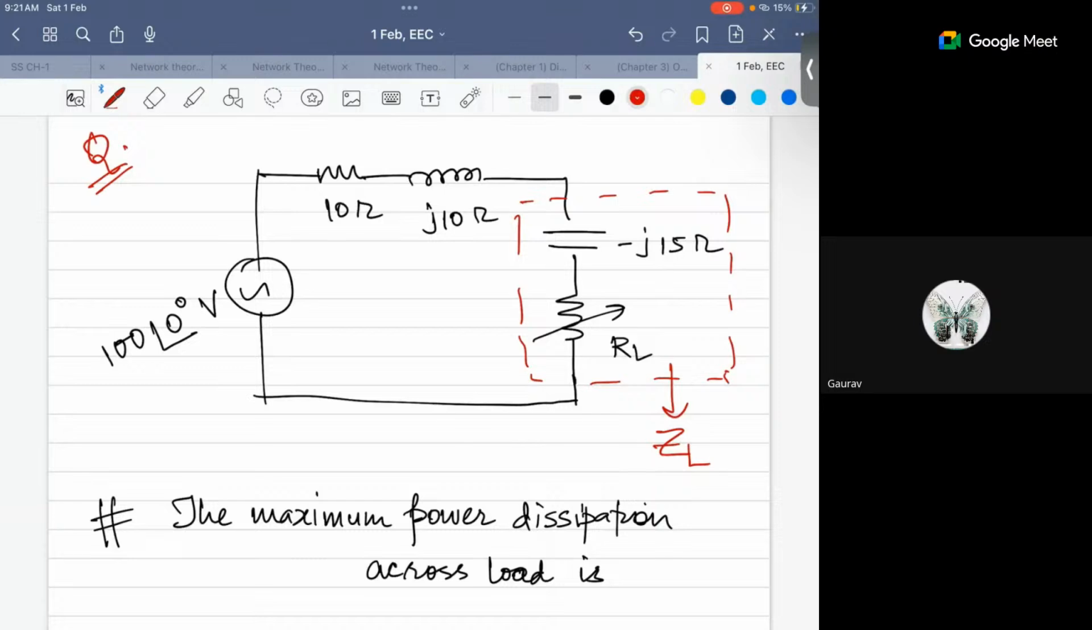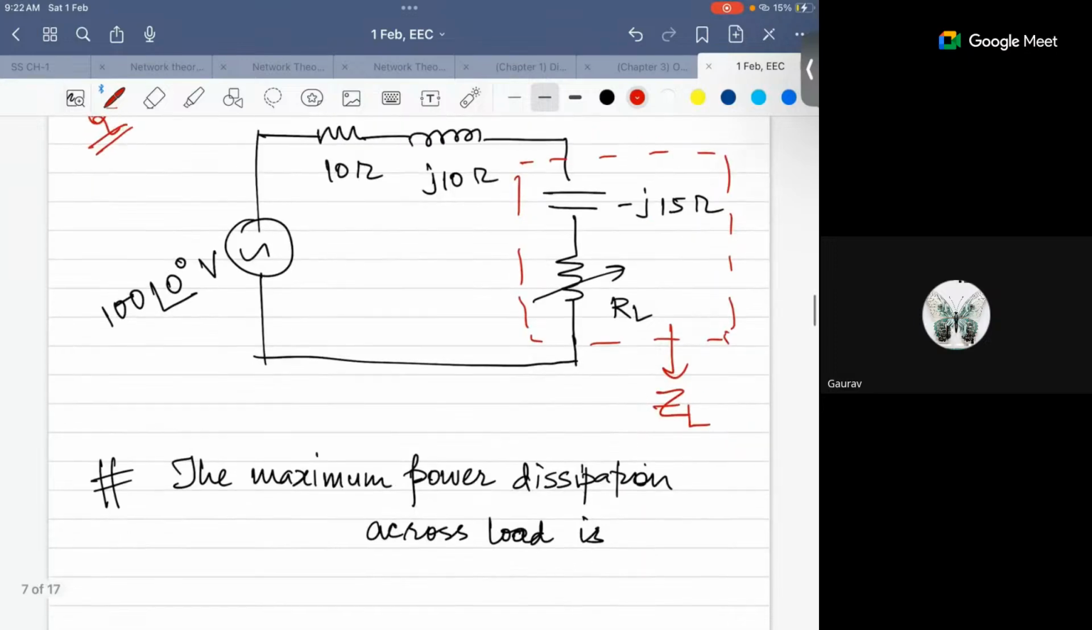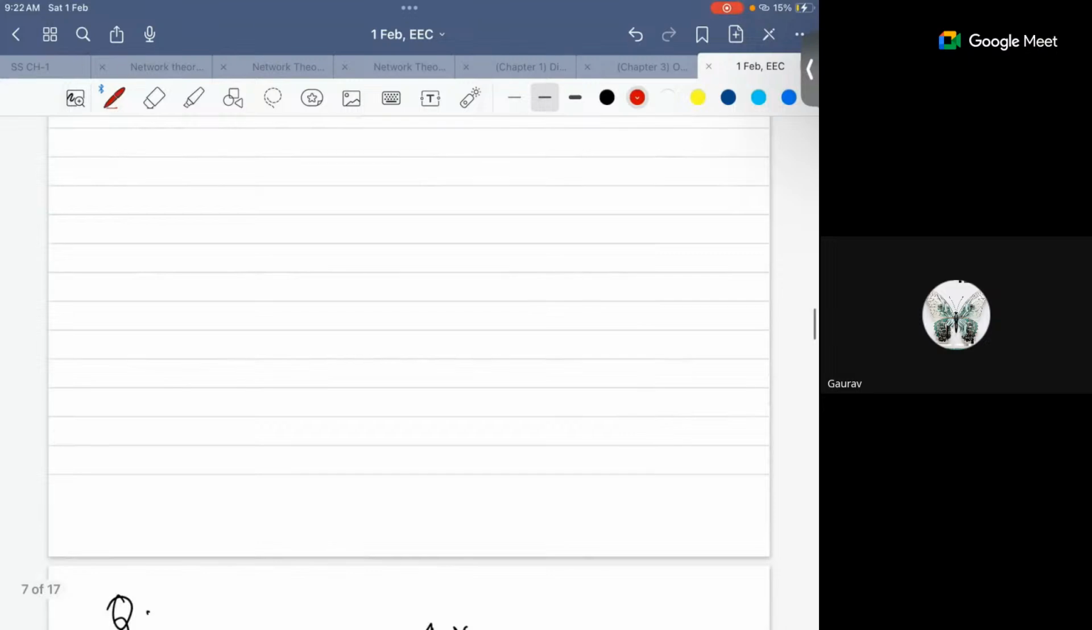But when in the whole circuit you have a mix of resistance, inductor and capacitor, then you'll be having both real and imaginary parts. So your impedance will be in the form of R plus jX. Correct? So in those cases, if you have to calculate the maximum power dissipation across the load, you can have different types of cases. What are the cases that you can think of?